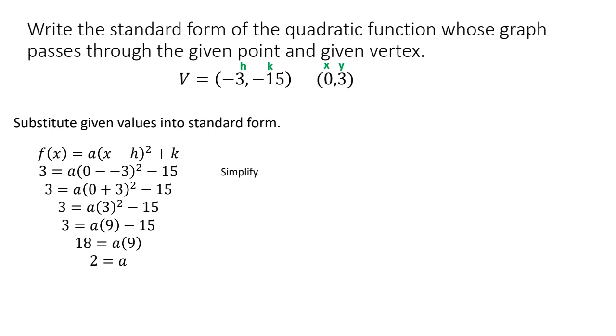So since a is 2, we can now come to the equation, and I'm going to replace my a with the number 2. And then, of course, I'm going to put my h and k. So my final answer would be f of x is equal to 2 times (x plus 3) squared minus 15. Again, the reason we have to do this method is so that we can really identify what a is going to be in this case.